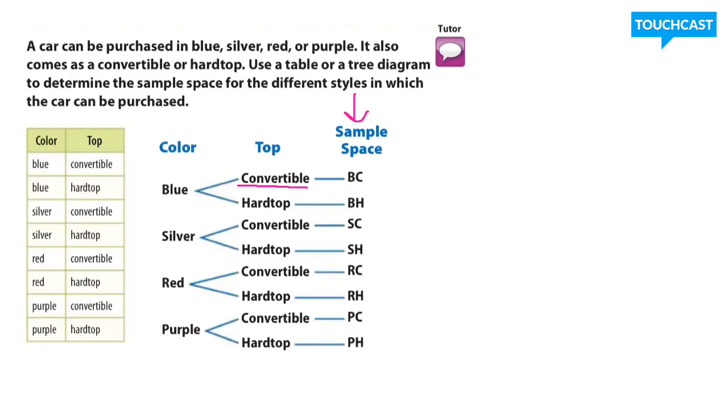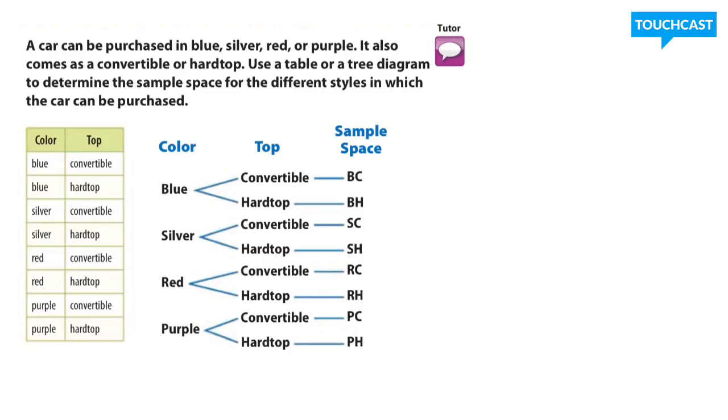So we do count it up and we see there's 6 in our sample space. Actually, there are 8 in our sample space, and we've shown that with the table as well as our tree diagram. So hopefully this was a good refresher on how to do compound events and to show the sample space in a variety of ways.